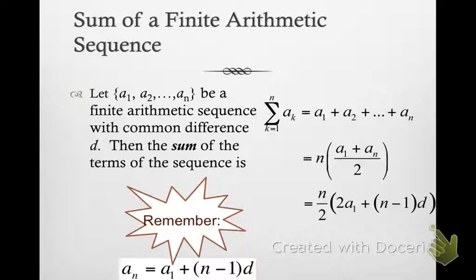There are some formulas here. We have the sum of a finite arithmetic sequence. The formula that you should copy down so that you can use it is this formula over here. It comes from a method that we will discuss in class from a mathematician named Gauss. And so basically what we end up doing is taking 2 times the first term plus n minus 1 times the common difference, multiplied by the number of terms divided by 2.